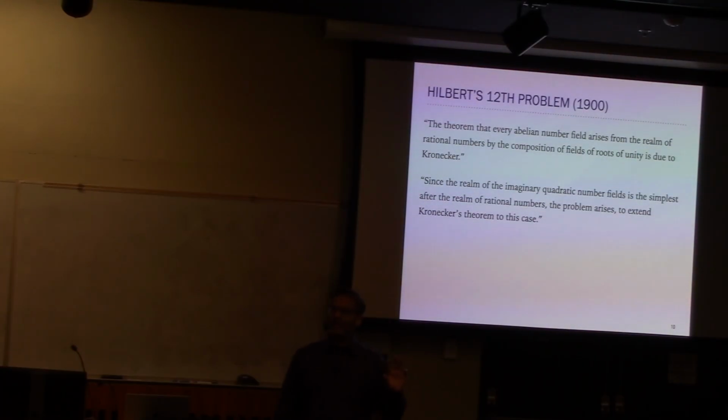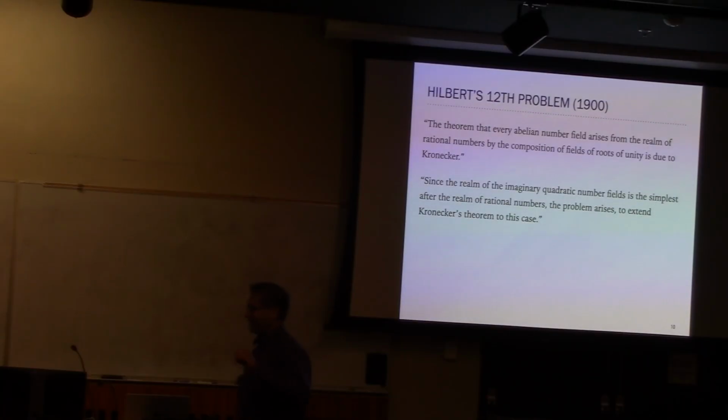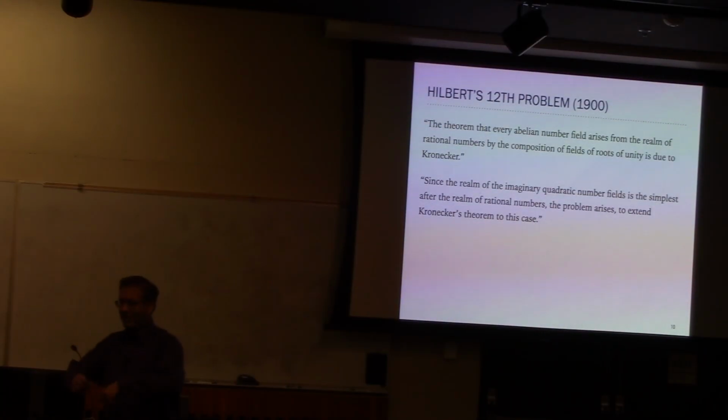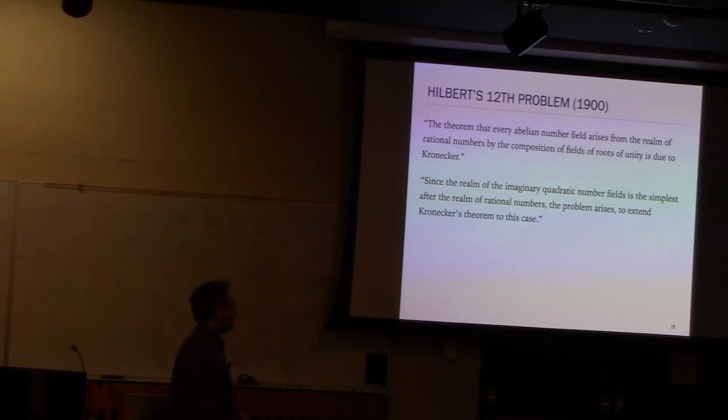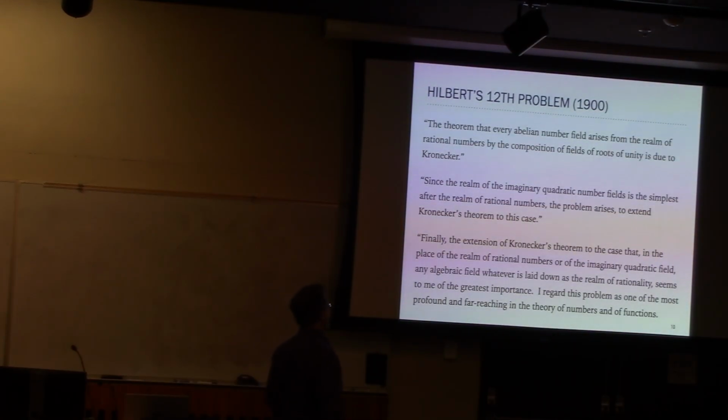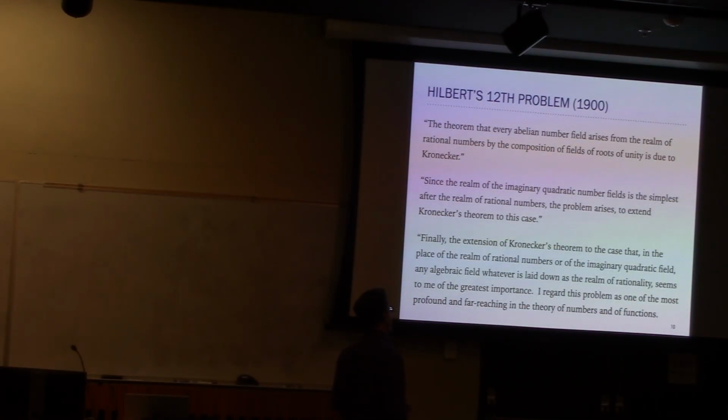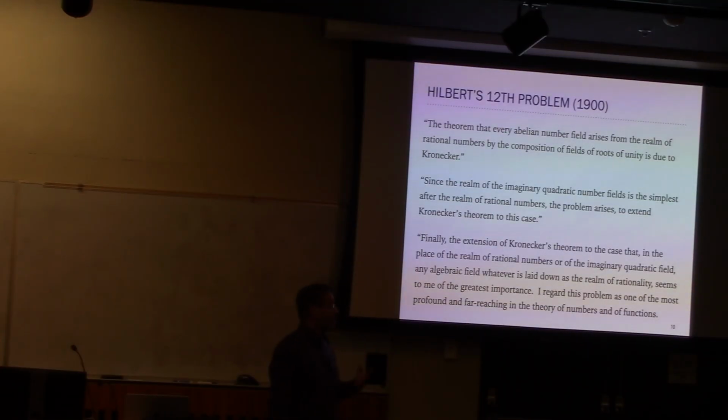And Hilbert sort of realizes that Kronecker basically has it. He says, okay, Kronecker, you basically got it. Let's finish this up and tie it with a bow. Okay, but now once you do that, let's move on. "Finally, the extension of Kronecker's theorem to the case that in the place of the realm of rational numbers or the imaginary quadratic field, any algebraic field, whatever, is laid down as the realm of rationality, seems to me of the greatest importance."